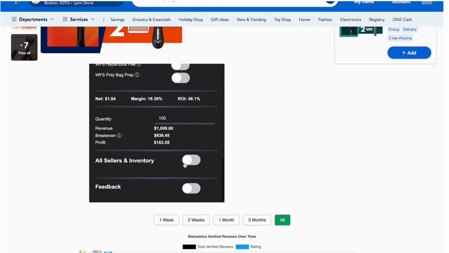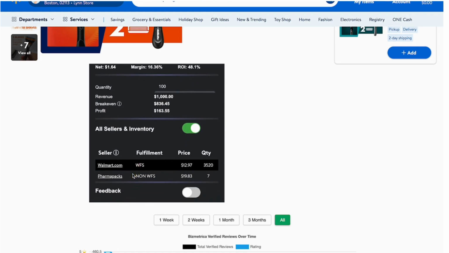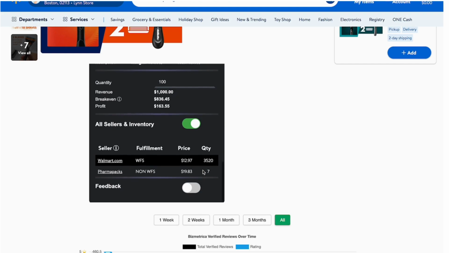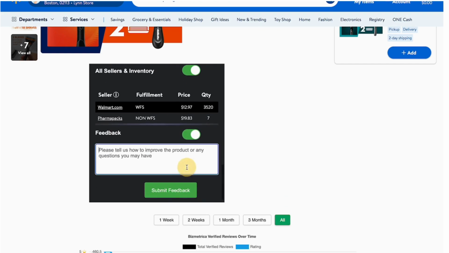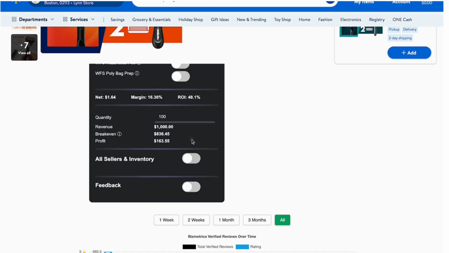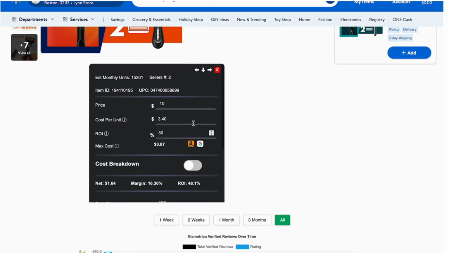If we toggle all sellers in inventory, we can see all the people who are selling on this listing, their fulfillment method, their price, and how much quantity they have ready to sell. The last section is the feedback section. We take feedback very seriously, so please let us know how we can improve. With that being said, you can see how customizable our calculator is. This is important to deeply understand your profitability.